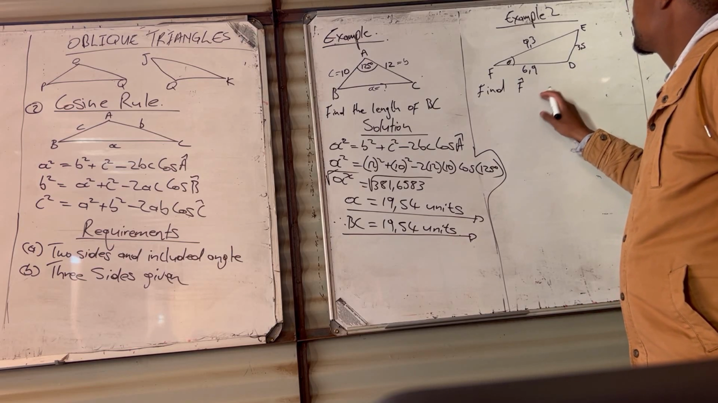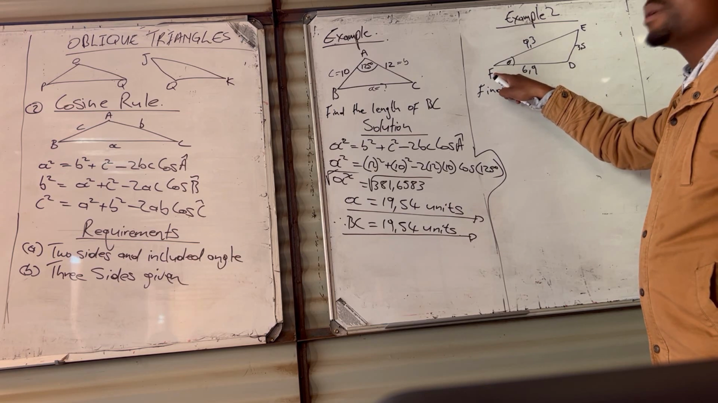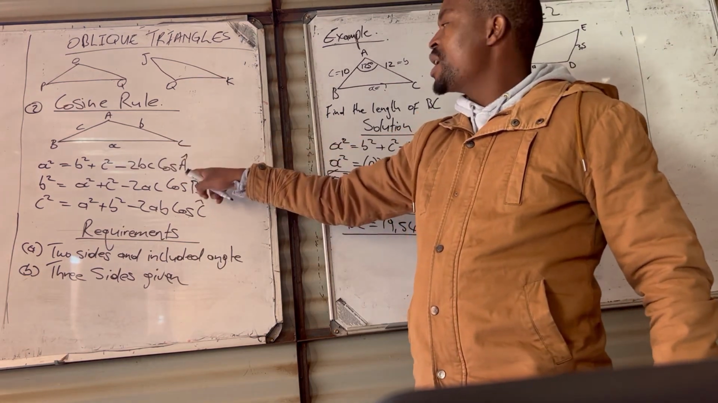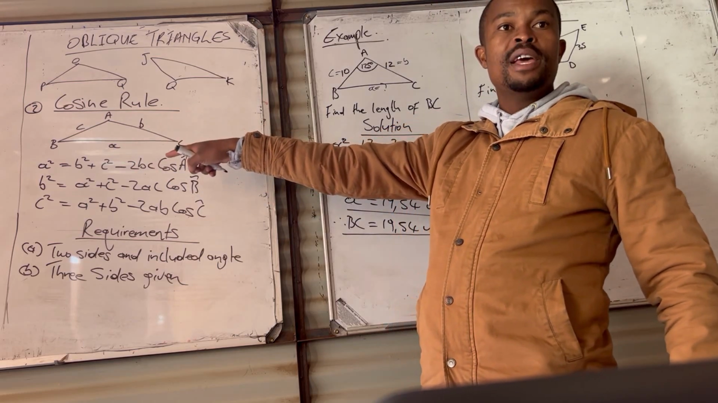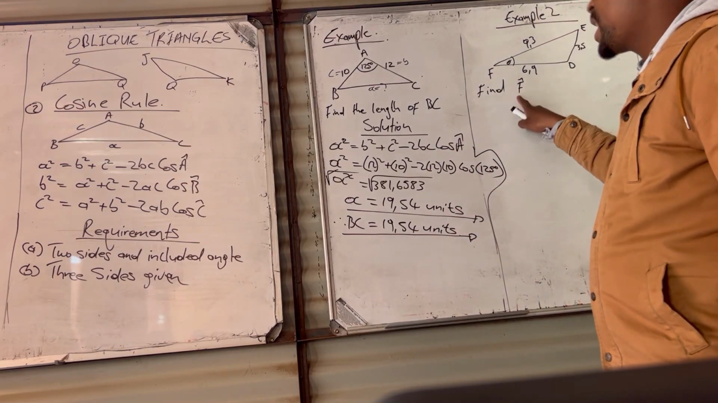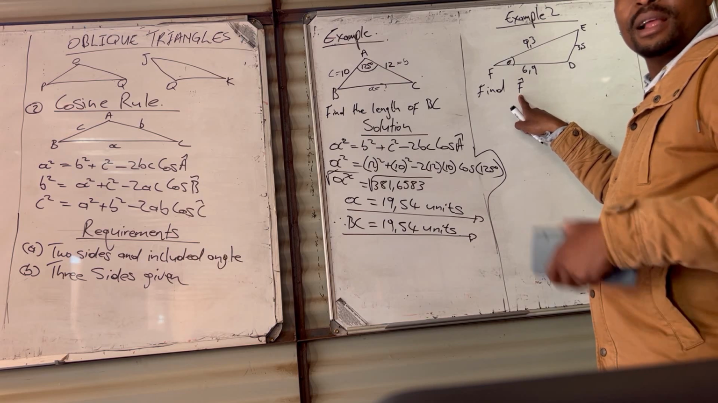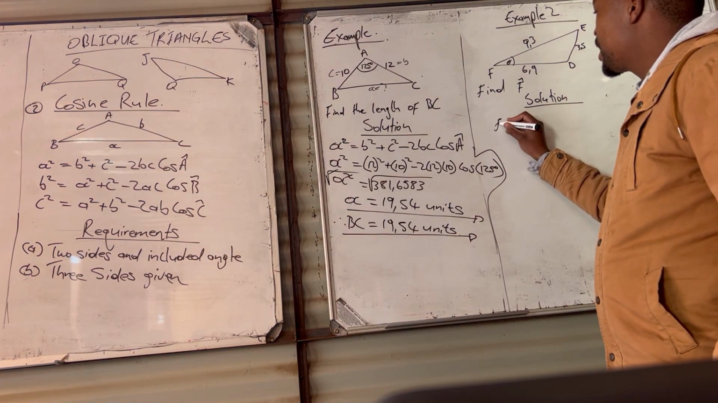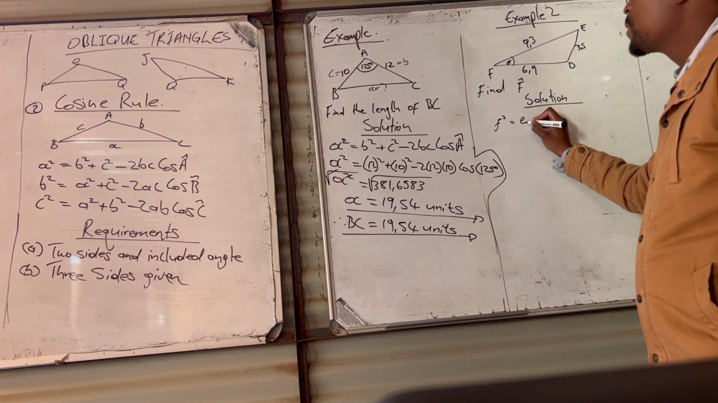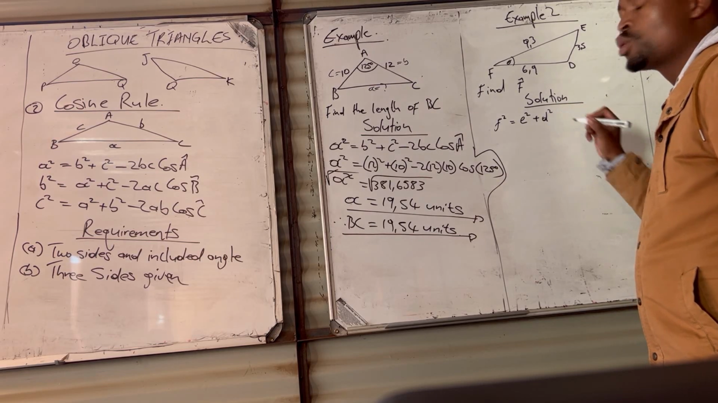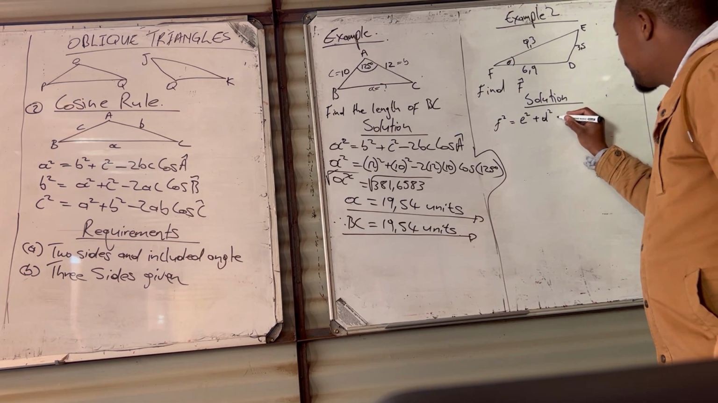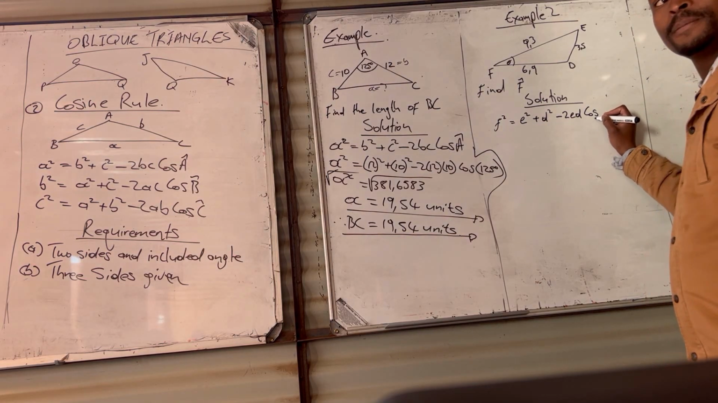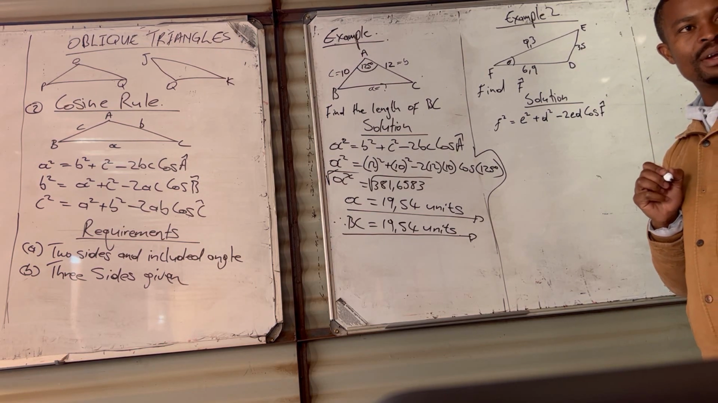So how do we find angle F? Because we want the angle, we use the small letter f squared is equal to e squared plus d squared minus 2ed cos of angle F. The side f is opposite angle F.